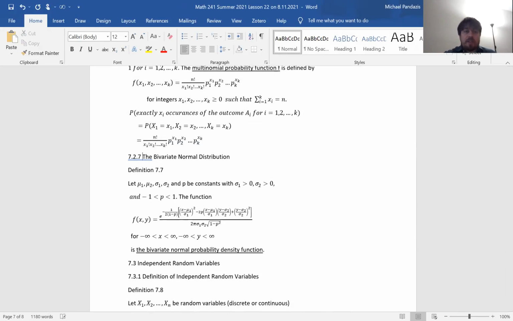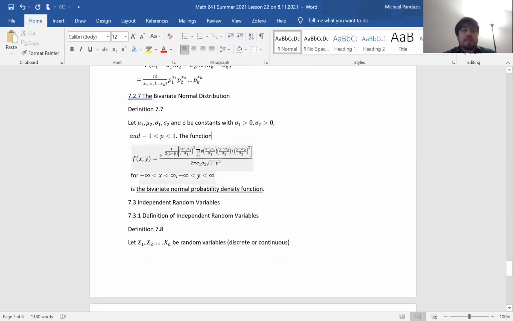This is another function, the bivariate normal distribution. So let mu1, mu2, sigma1, sigma2, and rho be constants, with sigma1 and sigma2 positive, and rho between -1 and 1. The function f of x, y is equal to that for x and y finite is the bivariate normal probability density function.